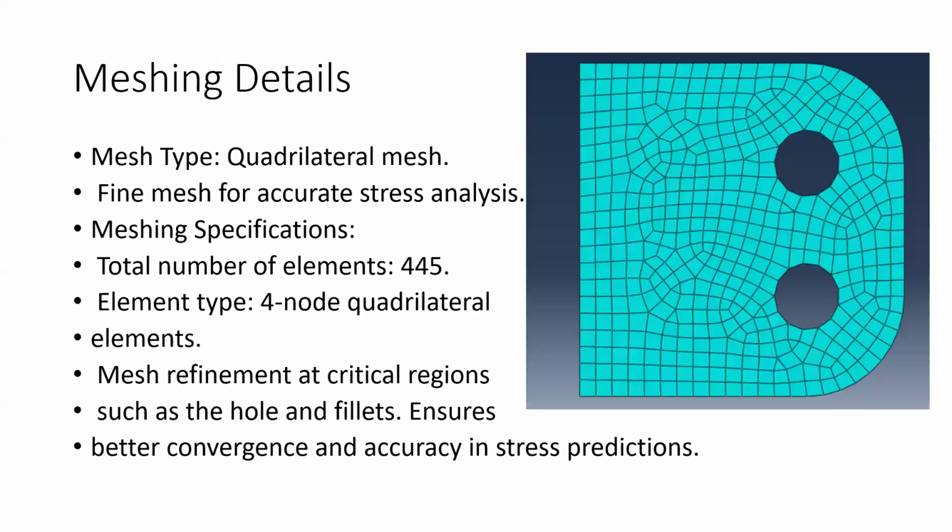Now I'm moving to the meshing details. You will clearly see that the mesh type is a quadrilateral mesh, a fine mesh for accurate stress analysis. The meshing specifications: the total number of elements is 445, and the element type is a four-node quadrilateral. The mesh is refined at the critical regions such as the hole and fillet, to ensure better convergence and accuracy in stress prediction.